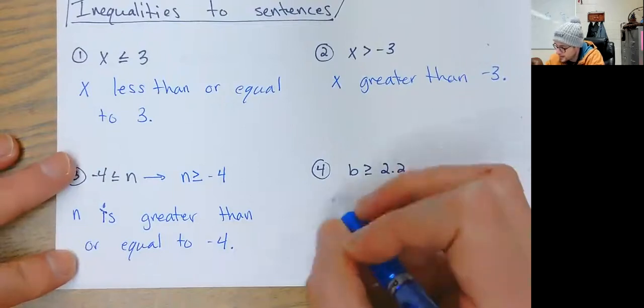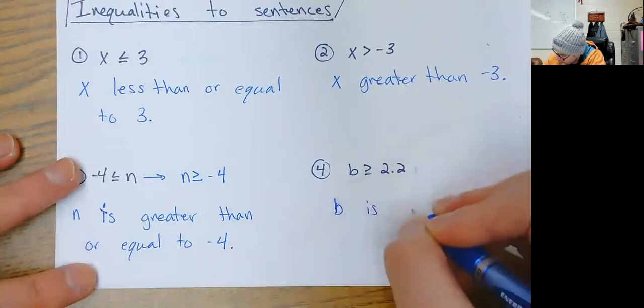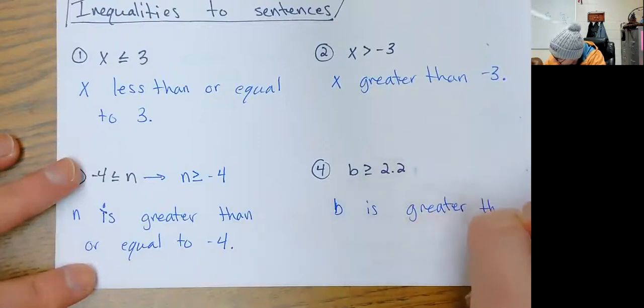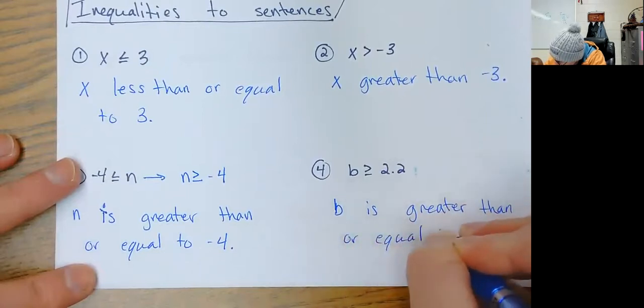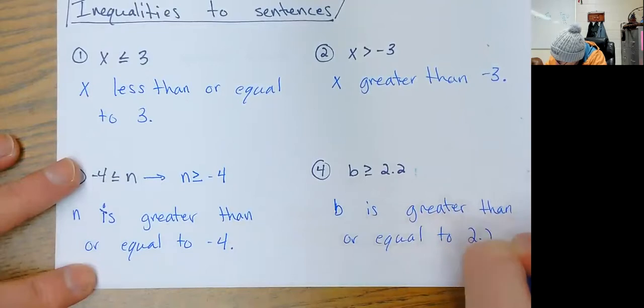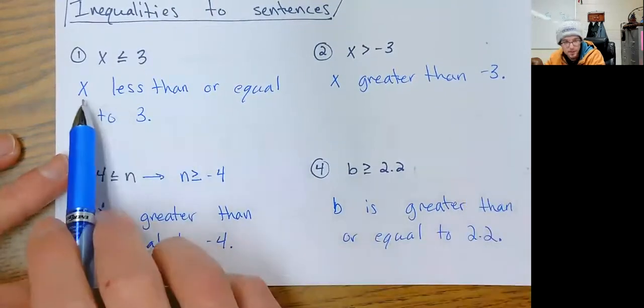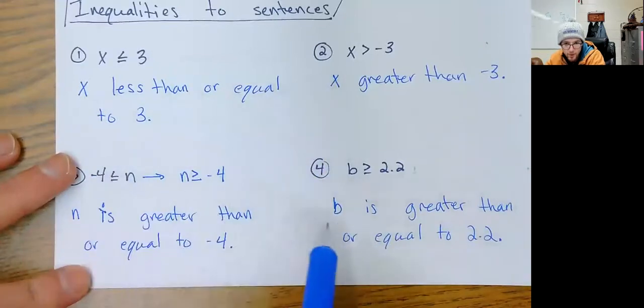And then this one is b is greater than or equal to 2.2, period. Now it's really important. Notice that I did not capitalize this x. I did not capitalize that x. I didn't capitalize this n or this b.